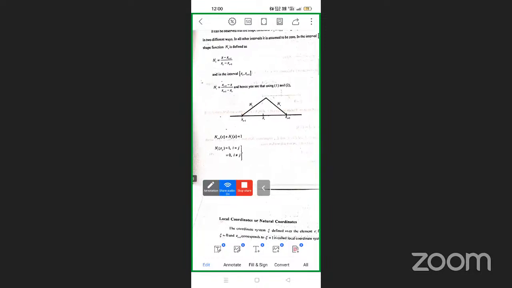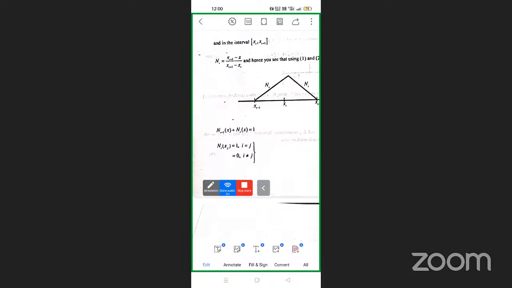So we can conclude from the above shape function equations and diagram that ni plus 1 of x plus ni of x is equal to 1. So this is very, very important.